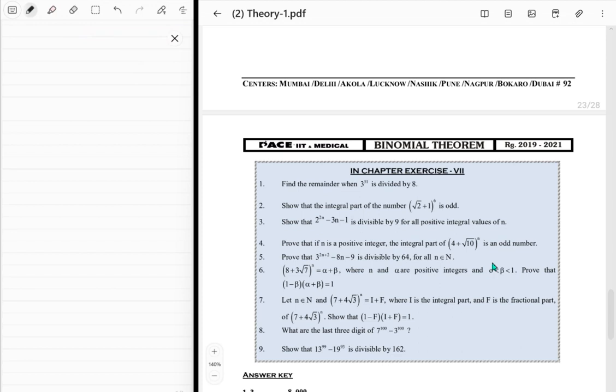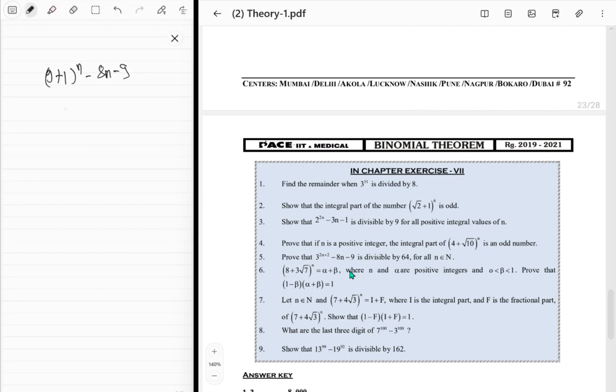Prove that 3 power 2n plus 2 minus 8n minus 9 is divisible by 64 for all n. Once again, something that involves the binomial theorem and not number theory. So 64, right? You can write this as 9 plus 1 to the power of n minus 8n minus 9. And from here, it's not hard. I think you can do it by yourself. But still, let's just do it.